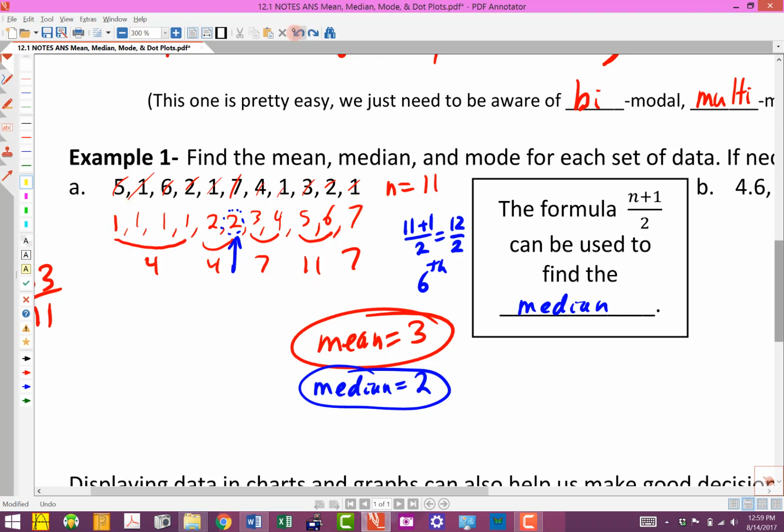So knowing that all I need to do is use this formula, and it's going to tell me exactly where I need to go. I need to go find the sixth one. If they're already in order, I go 1, 2, 3, 4, 5, 6. That's the median and we're all set to go.